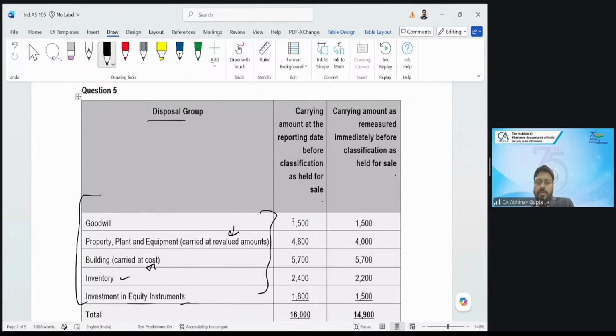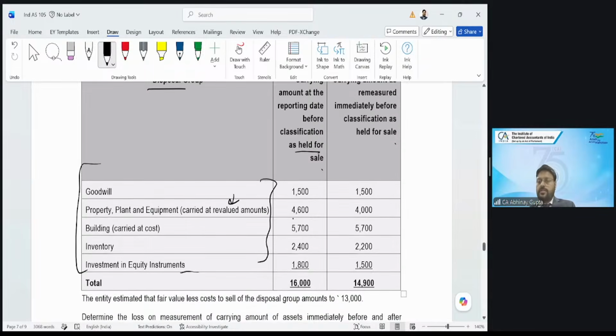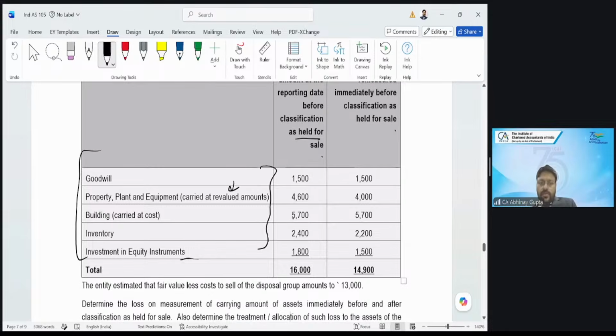And the carrying amount at the reporting date before classification as held for sale. So immediately before the classification, right? What are the carrying amounts of these items? These are the carrying amounts, and carrying amount remeasured immediately before the classification as held for sale, right? So these are the original carrying amounts, and these are the carrying amounts immediately before the classification, that is on the date of the classification itself, basically, right? So which all items are altered in terms of their carrying amount? So goodwill remains constant.